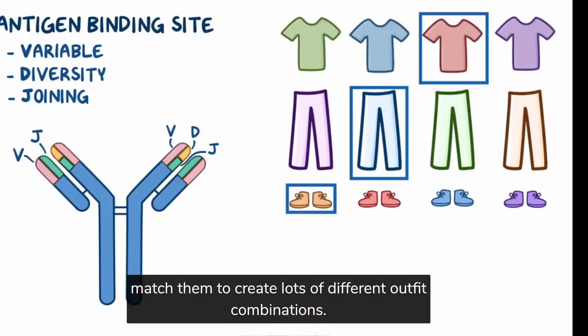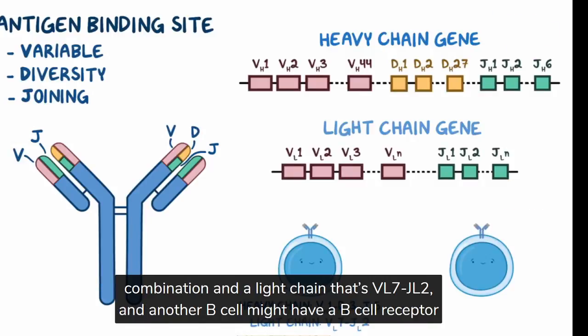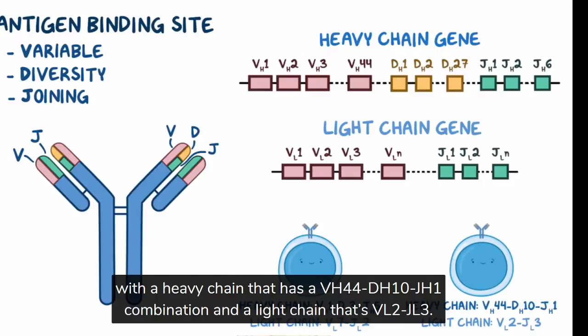For the heavy chain, each person has 44 V gene segments, 27 D segments, and 6 J segments. And there are even more V and J segments for the light chain. So one B cell might have a B cell receptor with a heavy chain that has VH1, DH3, and JH5 combination, and a light chain that's a VL7, JL2.